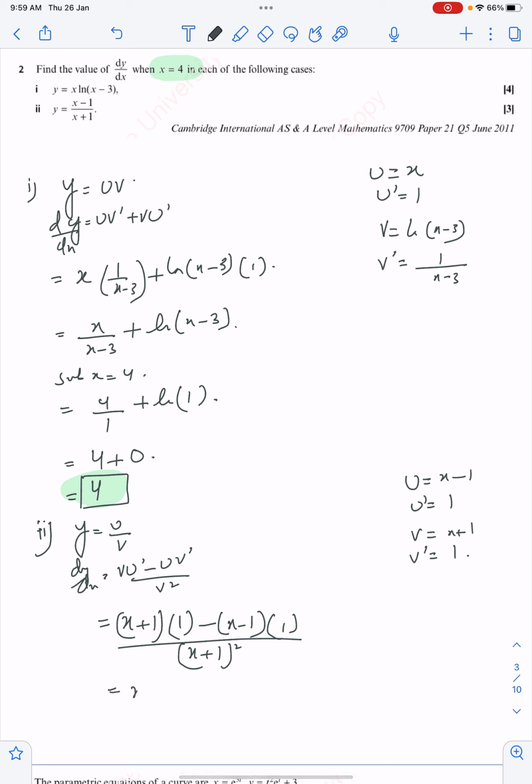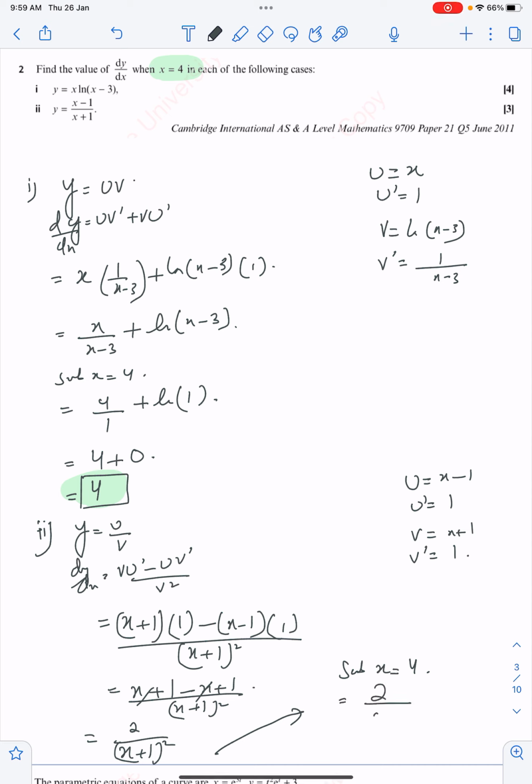Okay, let's simplify this. (x plus 1) minus x, all over (x plus 1) the whole square. This will cancel out, leaving 2 upon (x plus 1) the whole square. Now I'm going to substitute x equals 4 in this. So it's going to be 2 upon 4 plus 1 is 5 square, which is 2 upon 25. So dy by dx is equal to 2 upon 25 in this case.